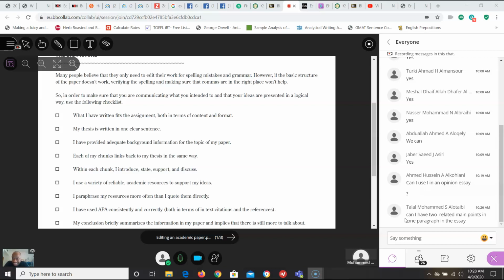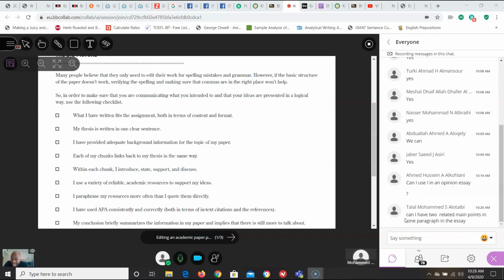Each of my chunks links back to my thesis in the same way. Remember, I said that the thesis is going to be a roadmap to how you go about proving your thesis. So every sentence should be bits of information. You can call them bits or you can call them chunks. I like bits better. Bits of information that support your thesis.